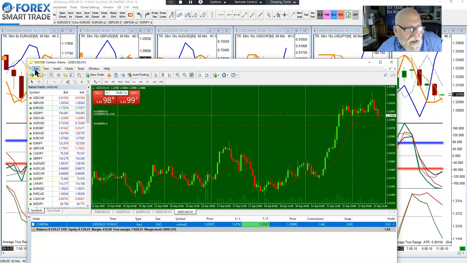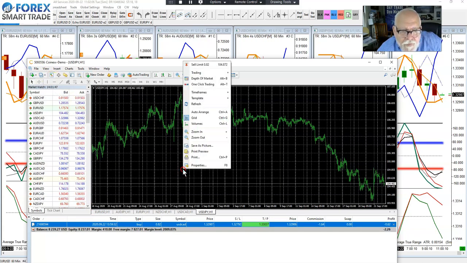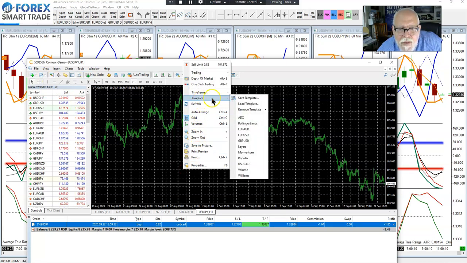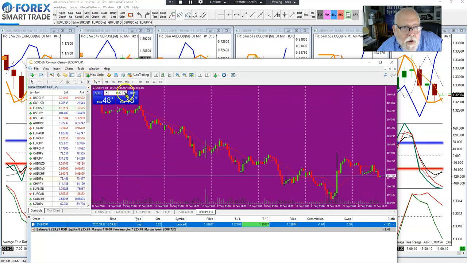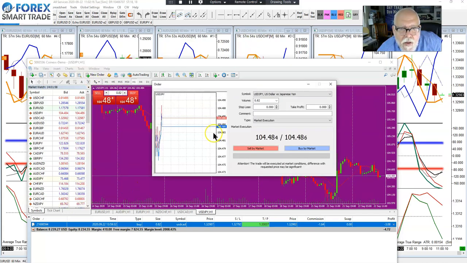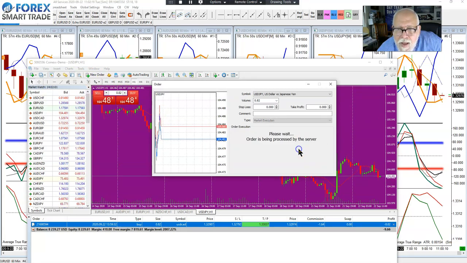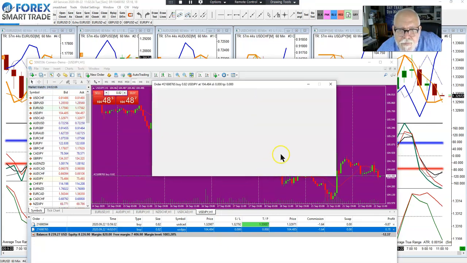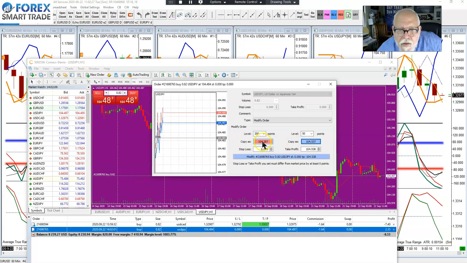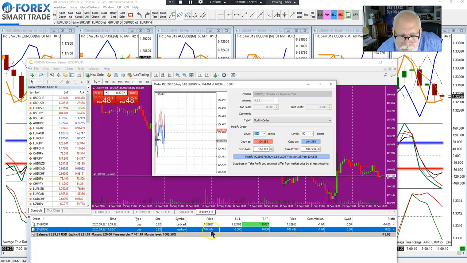So file, new chart, U.S. yen. I use a template because I don't like this layout. I am going to put in a new order. Buy for 5 pips. Four times whatever my take profit is, I'm going to put 4 times as my stop loss. I click the little buttons. It does the math, and I just want to make sure I get my full 5 pips.